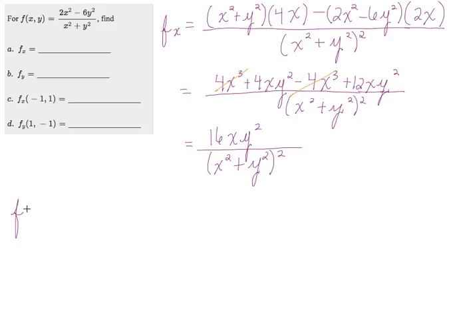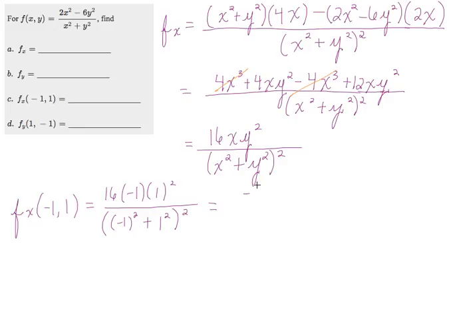Now to find the partial of f with respect to x at the point -1, 1, part C, we would plug in -1 for x and 1 for y everywhere. So it would look like this. So in the numerator we'd have -16, and then the denominator, -1 squared is 1, so 1 plus 1 is 2, squared is 4, so it looks like we get -4.